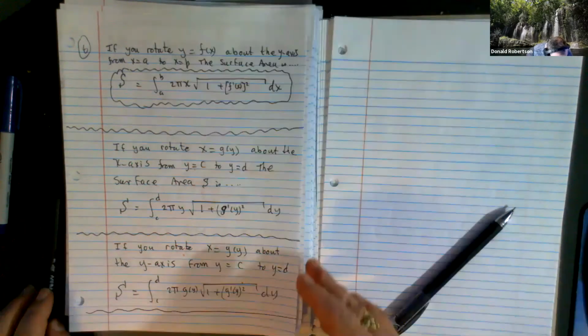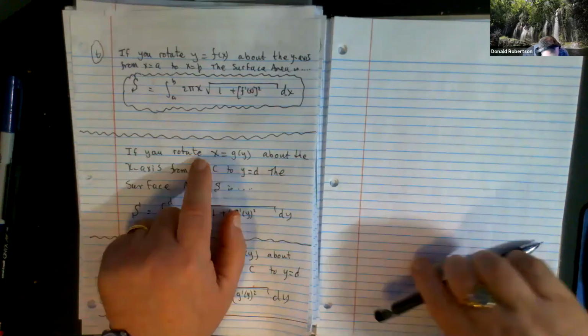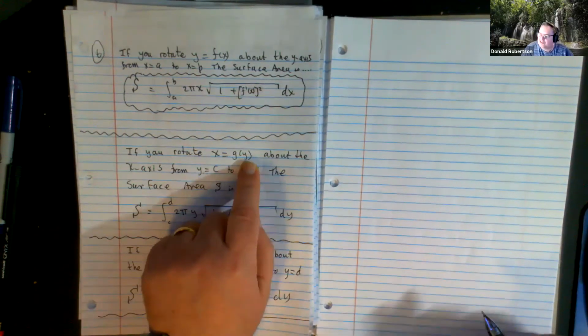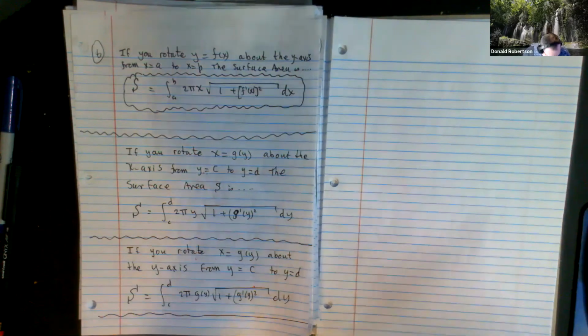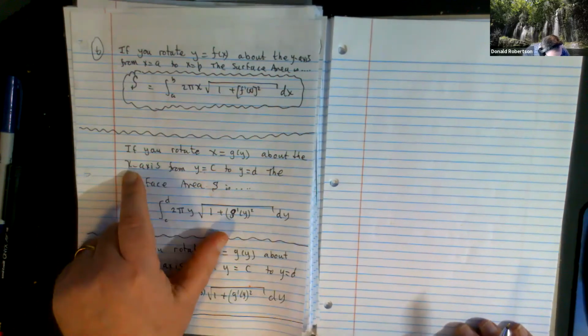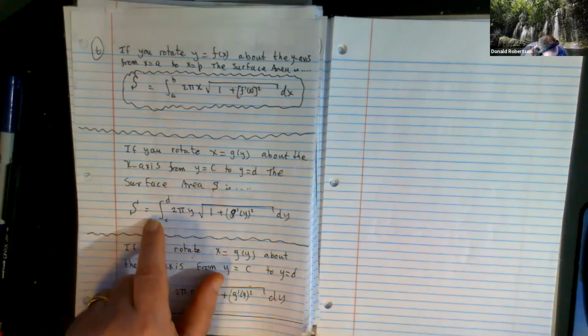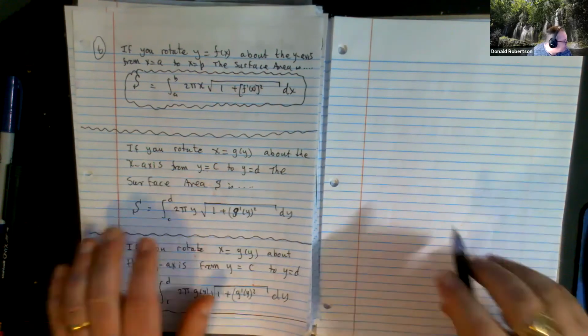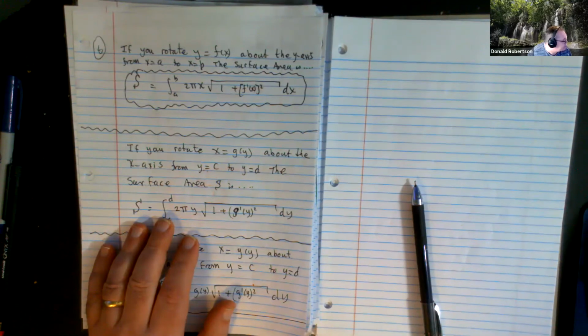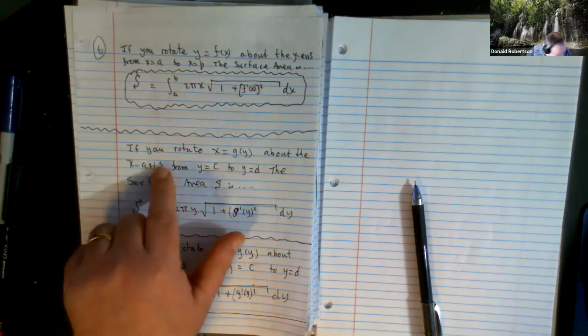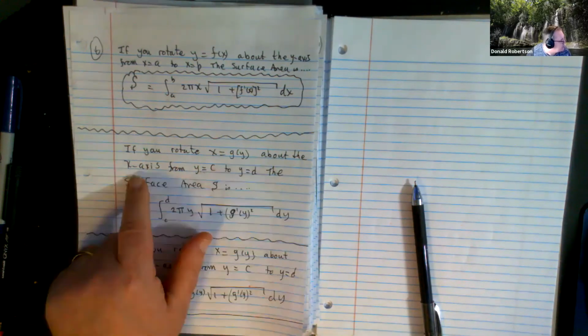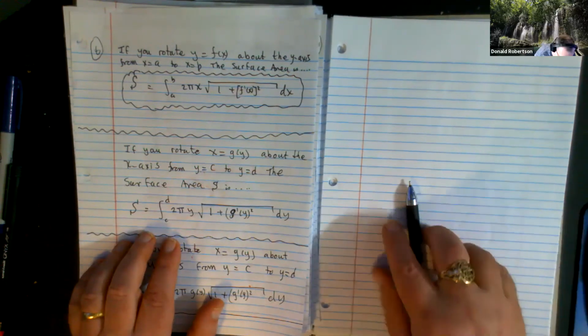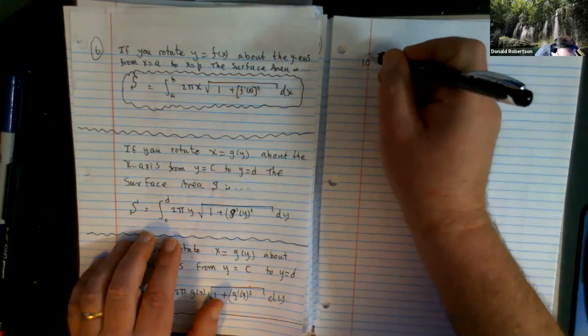So let's see if I can find one. They're hard to find when you don't want them. I'm going to look at rotating an x equals g of y, like an x equals y cubed plus 1. That kind of curve, and it's going to be rotated about the x-axis. When it is, this is the formula that I'm going to use. So as I scan through here, what do I want here about the x-axis? Here we go, the one that I found, question 10.